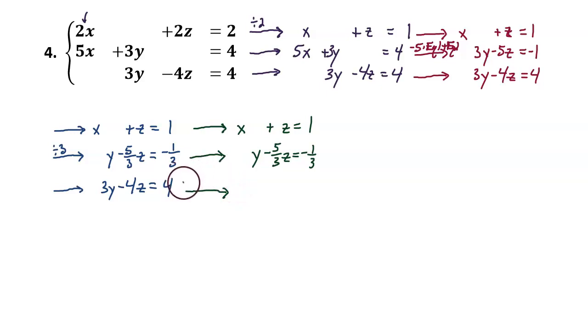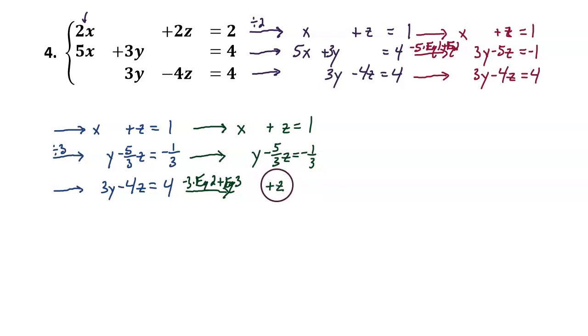doing. Negative 3 times equation 2 added to equation 3 to create a new equation 3. Let's talk our way through that. Negative 3 times y is negative 3y. When you add 3y, it's eliminated. There is no y here. Negative 3 times negative 5/3 z makes positive 5z. When you then add the negative 4z, it makes positive z.